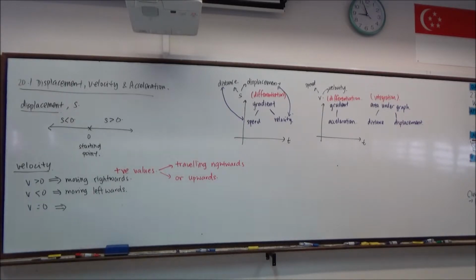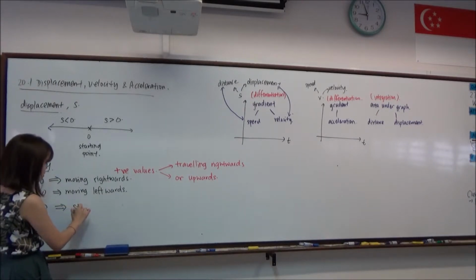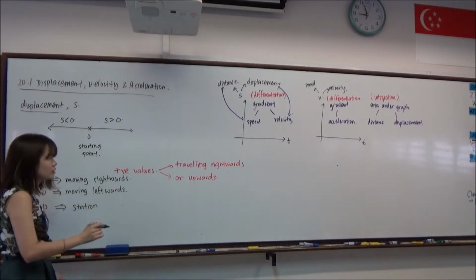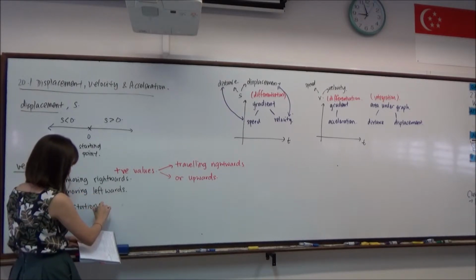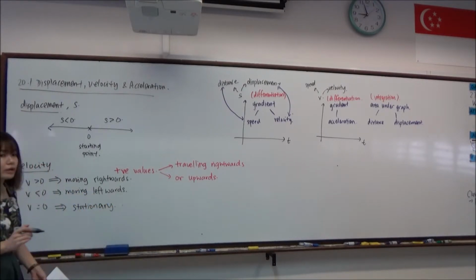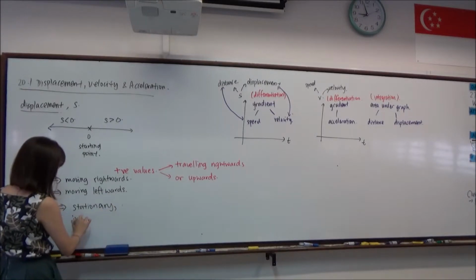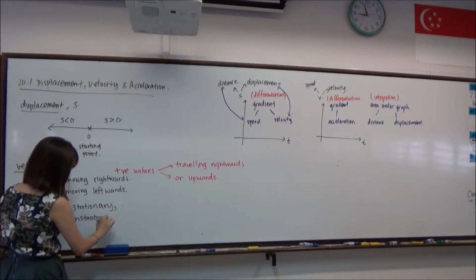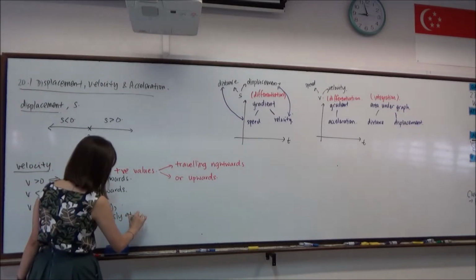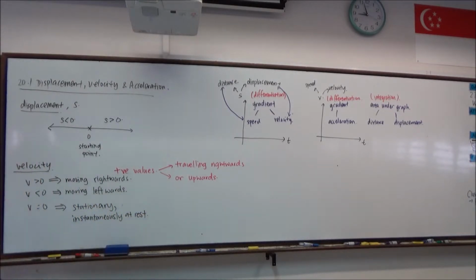Then after that, when v is equal to 0, what does that actually mean? Stationary, and what else? Change direction. Why do you say change direction? Because we change direction, slow down. So instantaneously at rest, right? So when v is equal to 0, it might refer to instantaneously at rest, meaning to say that it might actually be preparing itself to change direction. Alright?